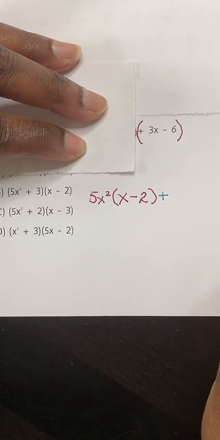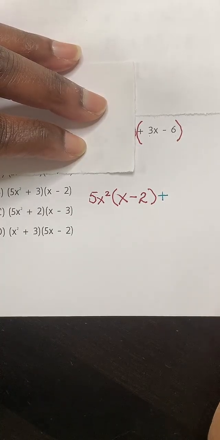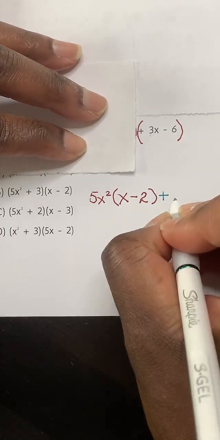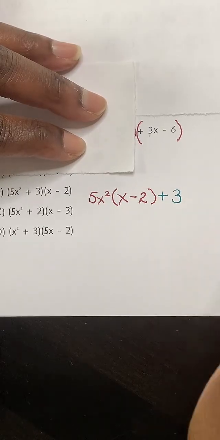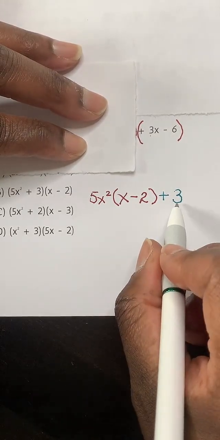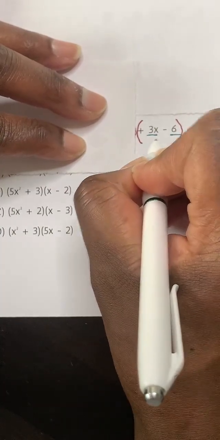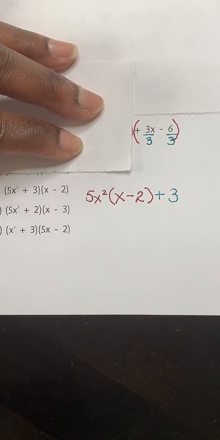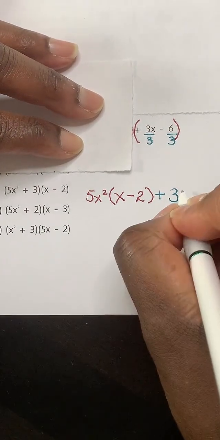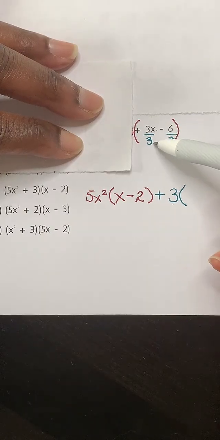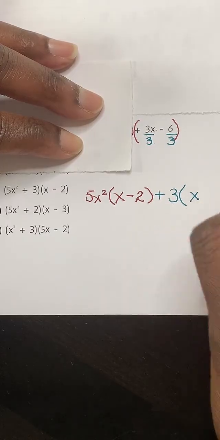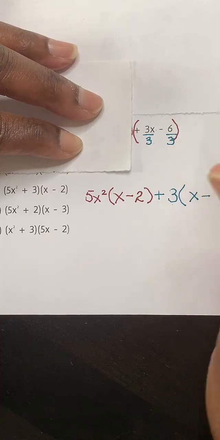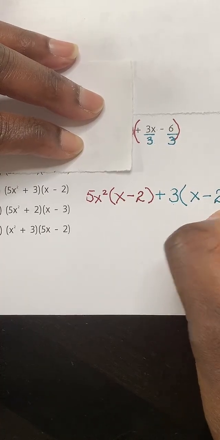Oh, wait, not the 2. Okay, what number do 3 and 6 have in common? They have a 3. Okay, so what I'm going to do is take this positive 3 and divide it into my original parenthesis. So 3x divided by 3 will simply give me x, or 1x. Then we have our minus sign. 6 divided by 3 gives me my 2.